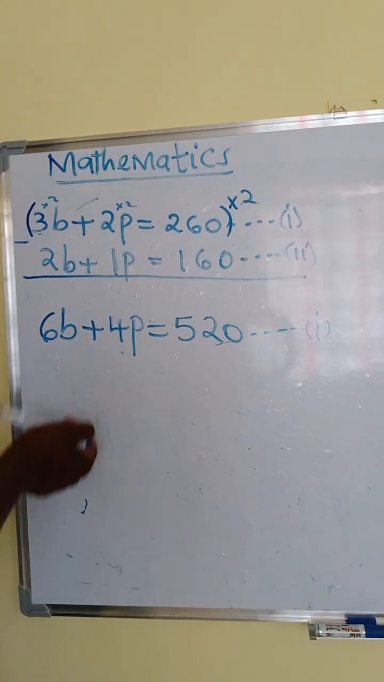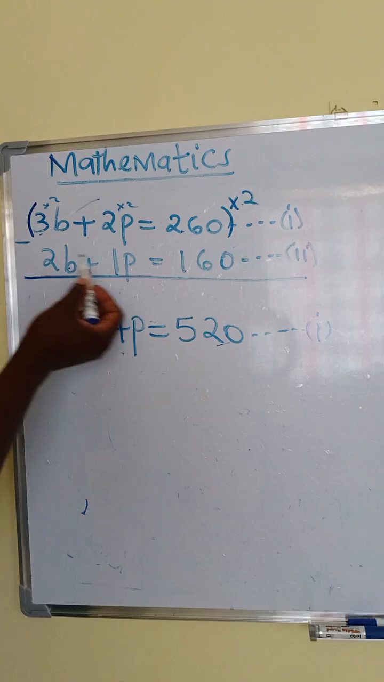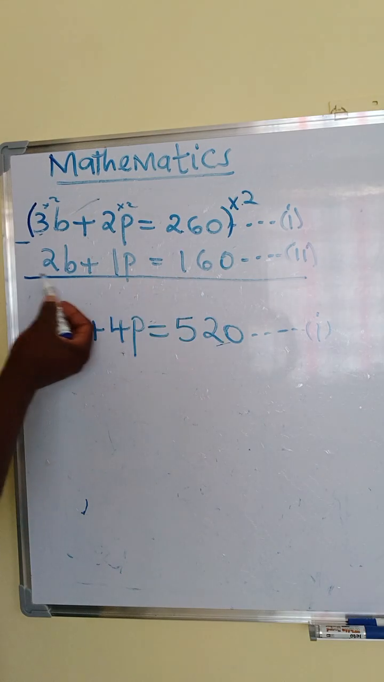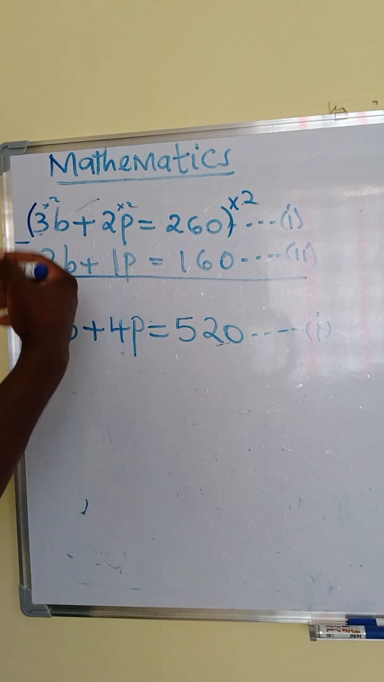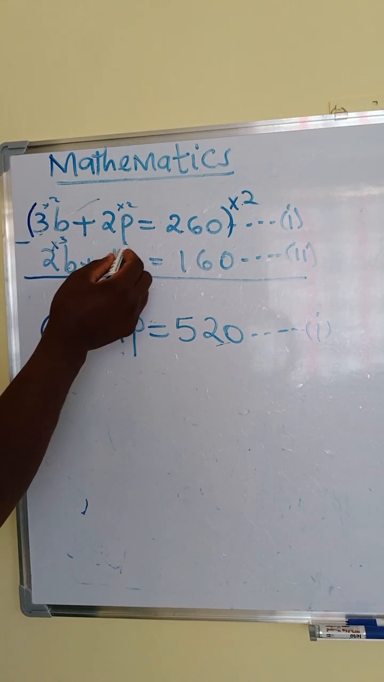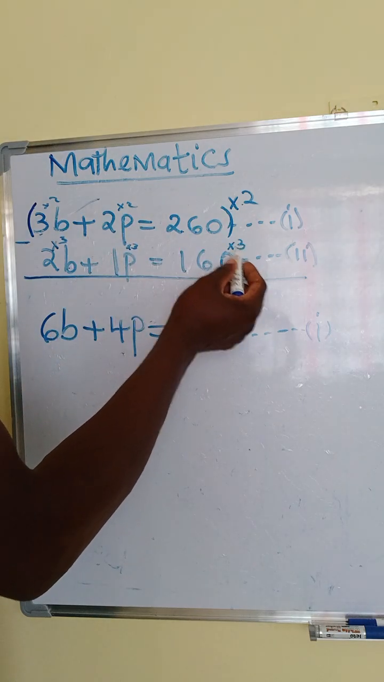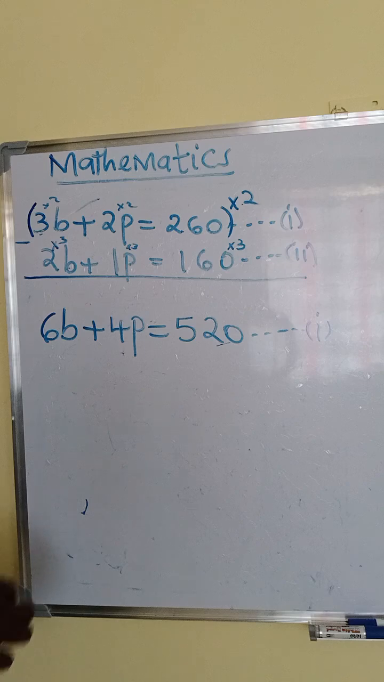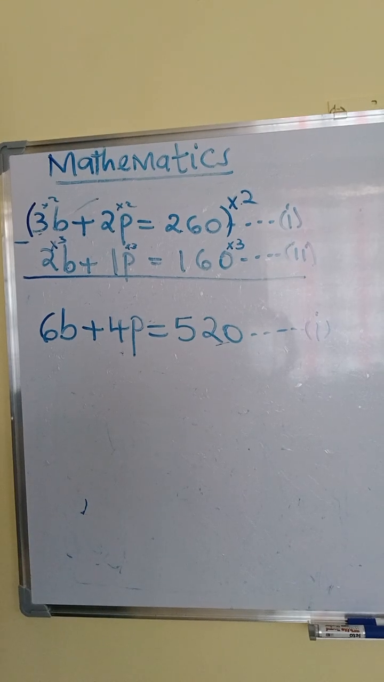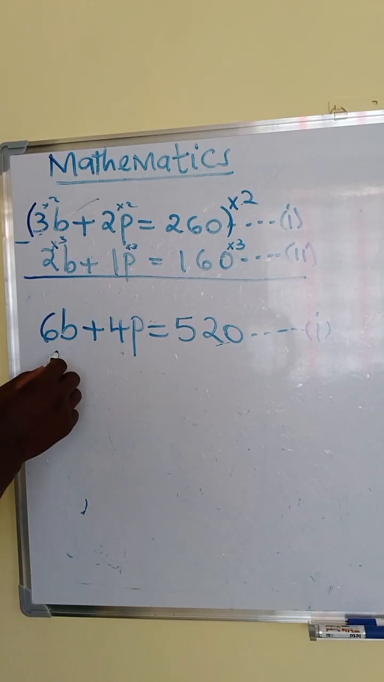Now, because I want to multiply 2 by 3 to have 6, I will need to adjust every single value in equation 2 by 3. Like I have to multiply 2 by 3. Also 1 must be multiplied by 3. 160 must be multiplied by 3. And you come and get your new value of equation 2. Now, 2 by 3 is 6b.